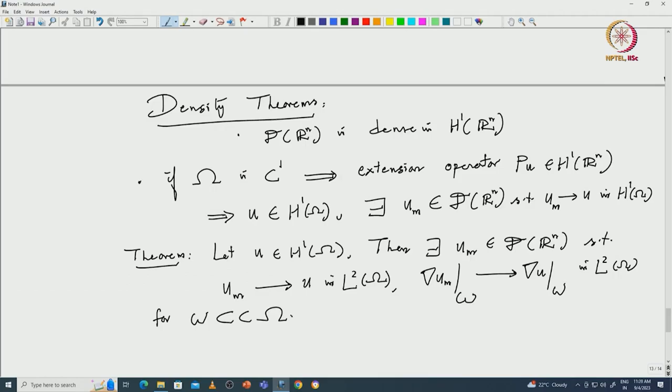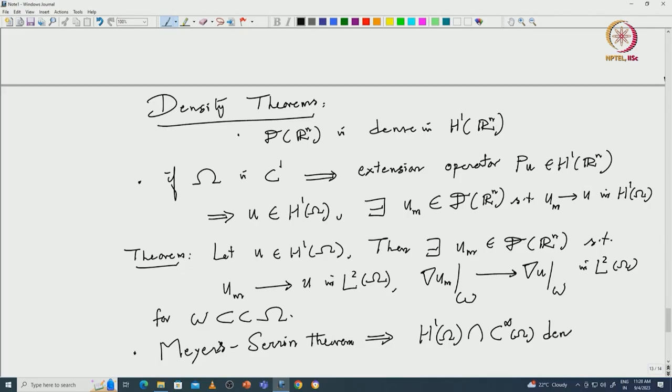So, the idea is that again we use some convolutions and things like that, and the proofs of such things you have already seen. One last remark on this density theorem: this is actually a more general theorem, called the Meyers-Serrin theorem, which tells you that the earlier functions are C infinity of omega bar. So, you can use C infinity of omega, dense in H1 of omega.